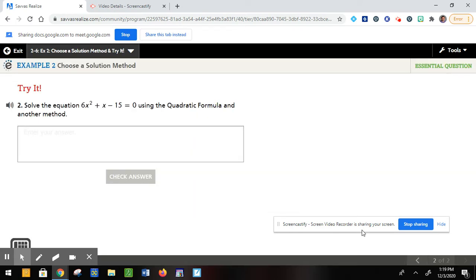So pause it here, and I'm going to work it out both ways. When I say both ways, I'm not doing that factoring by grouping method. I'm going to do Mudd's method. So I'm going to do quadratic formula and Mudd's method. And then we can kind of compare.